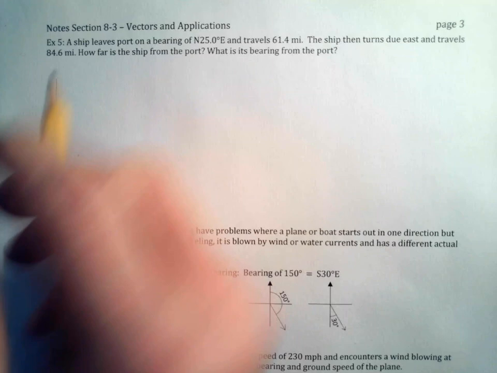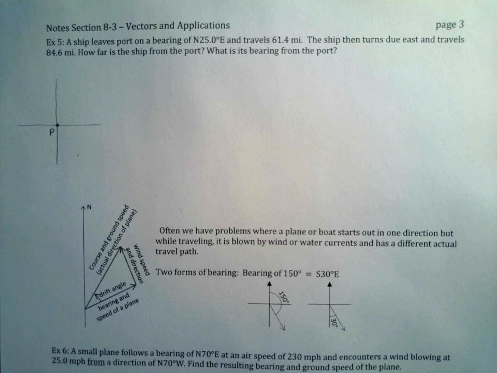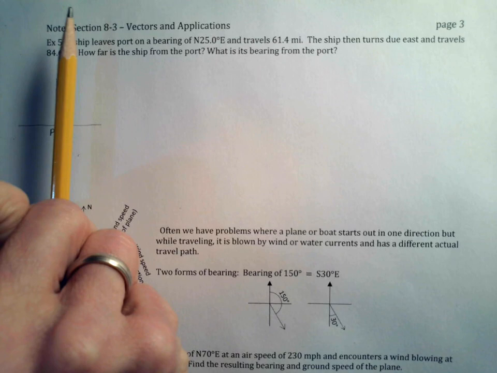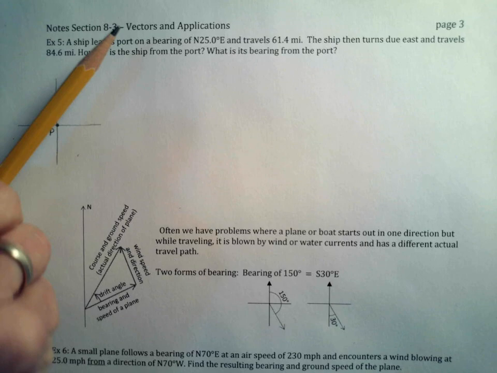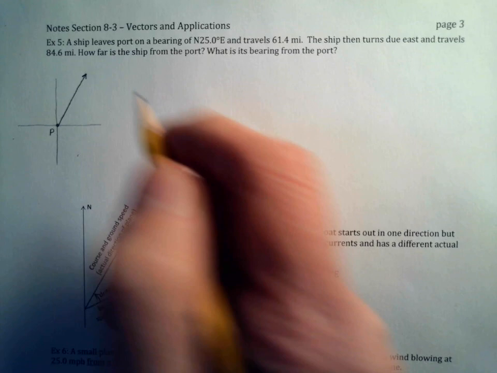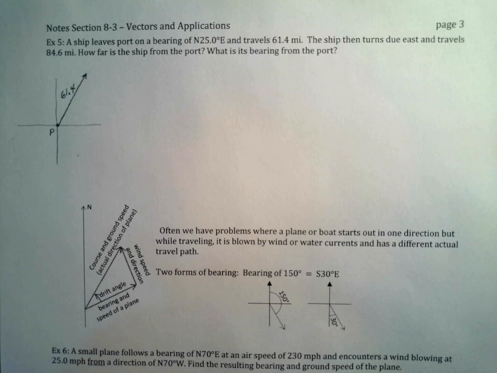So first I'm going to draw an XY coordinate plane, and the origin is where I'm starting from. We'll call that P, that's the port. The ship leaves port on a bearing of north 25.0 degrees east. So that's north and then 25 degrees east. I'm going to rotate 25 degrees past north, something like that. Drawing an arrow, that vector is 61.4 miles. This angle in here is 25 degrees.